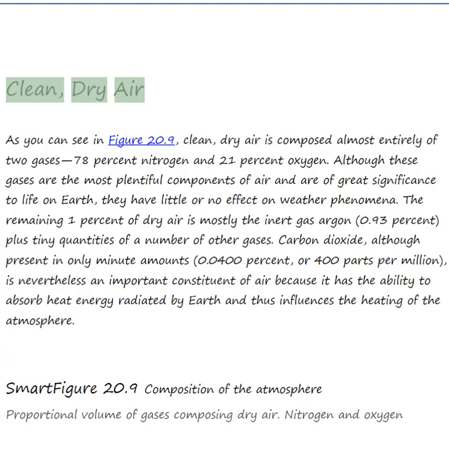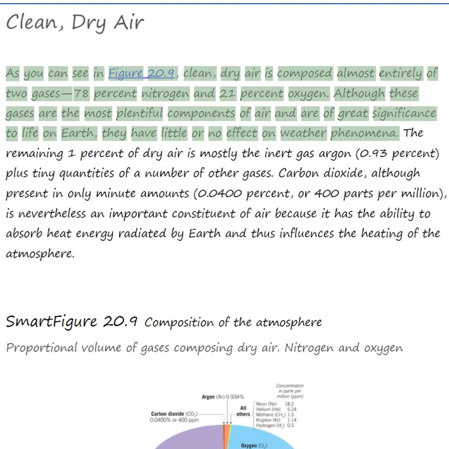Clean, dry air. As you can see in Figure 20.9, clean, dry air is composed almost entirely of two gases, 78% nitrogen and 21% oxygen. Although these gases are the most plentiful components of air and are of great significance to life on Earth, they have little or no effect on weather phenomena.